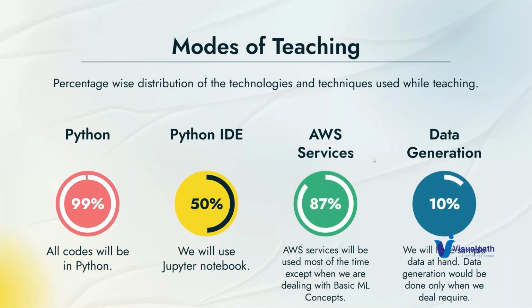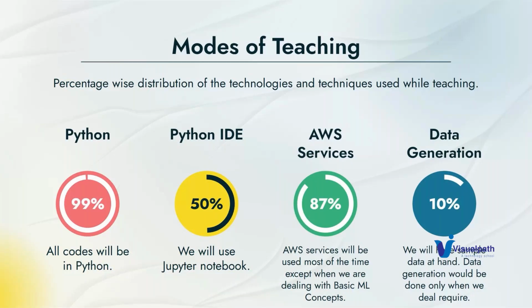Talking about AWS services, most of the services that we are going to use would be required for our machine learning code to work. Almost 87% of the entire course will contain some sort of AWS service being used, except when we are learning the basics of Python and machine learning. Except then, most of the things that we are going to work on are AWS services.